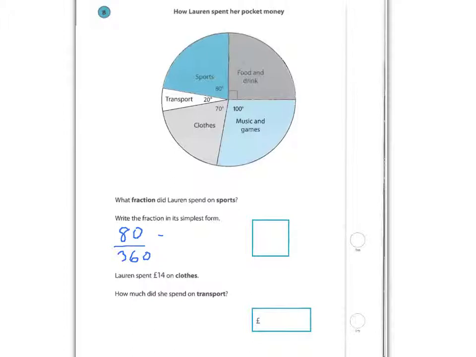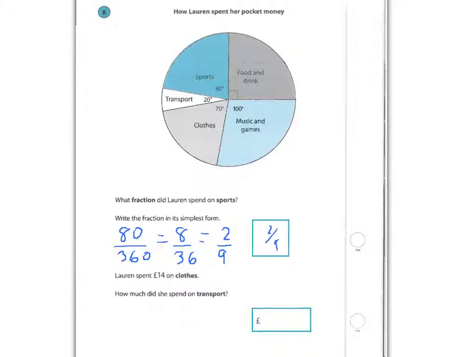Now, if I divide top and bottom by 10, it becomes 8 36ths. And then if I look at those two numbers and divide them both by 4, it becomes 2 ninths. And that is the final answer, 2 ninths.